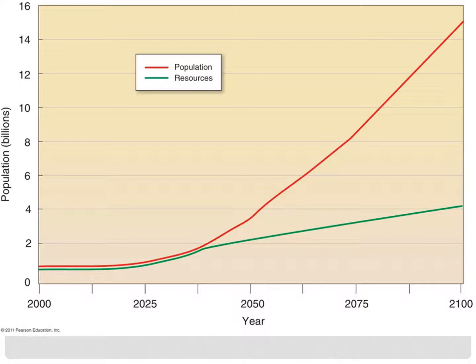On a quick side note, notice that population curve. That's a good J curve. Good example of a J curve.